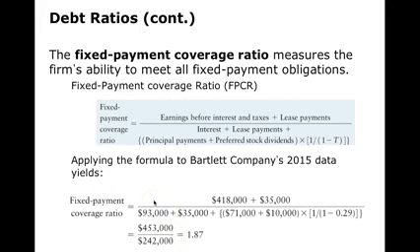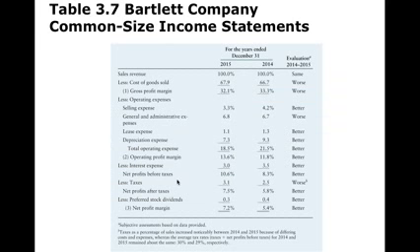Okay, so let's look at the fixed payment coverage ratio. Here we look at earnings before interest and taxes plus any lease payments. And we're going to divide by interest plus lease payments plus principal payments plus deferred stock dividends times 1 divided by 1 minus the tax rate. So this is by far the most complex formula we've had, but it's still a pretty easy formula. Once you have these variables laid out, using order of operations, it's really not that hard to calculate. But we're looking at the fixed payment coverage ratio. So it looks at our earnings in relationship to the fixed payments that we have to make. And again, the higher this number, the better.